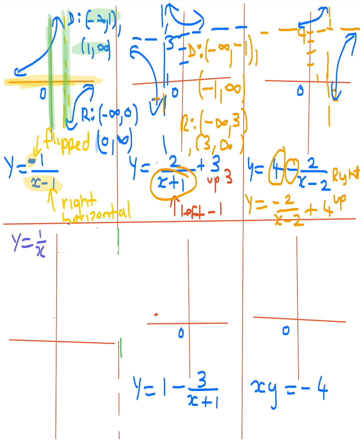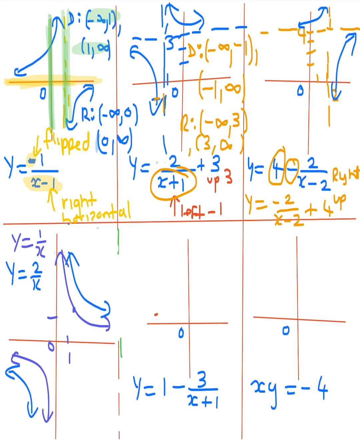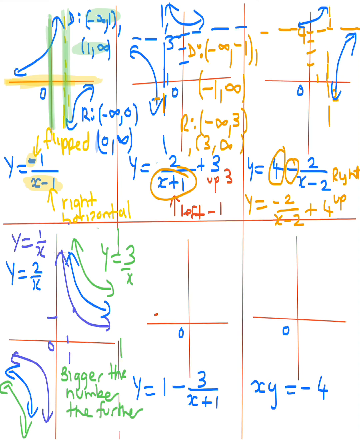So if I have 1 on x, that's closer in to the axis, and it's going to go through (1, 1). But if I had y equals 2 on x, that means it's going to go through (1, 2). It's going to come a little bit further out, so it'll look like that. And then if I went y equals 3 on x, it'll come further out again because it'll go through (1, 3). So the bigger the number, the further it is from the axis.